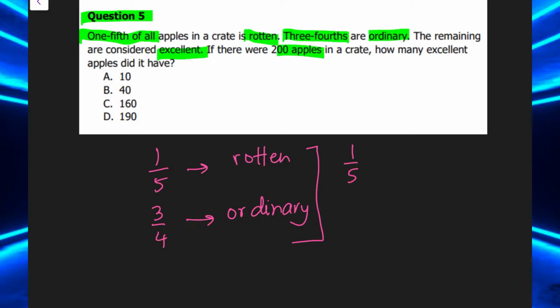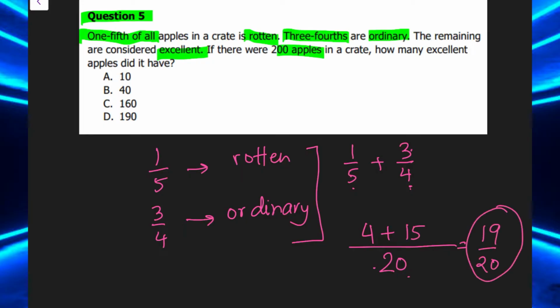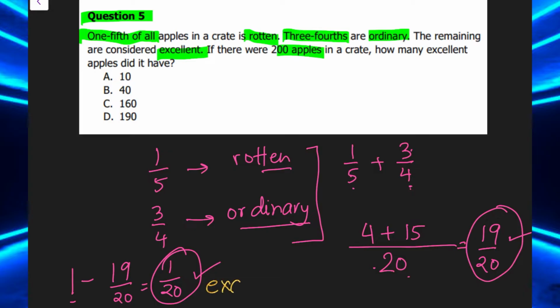Let's add 1/5 and 3/4. Now these fractions have different denominators, so we have to take the least common multiple or use the butterfly method. You will get the same answer, 20. And on the top is 5 times 4 is 20, so 1 times 4 is 4. 4 times 5 is 20. 3 times 5 is 15. So it is 19/20. So actually out of the whole, 19/20 are rotten and ordinary together. So how much is remaining? 1 whole take away 19/20 is 1/20. Only 1/20 of the whole crate are excellent apples.